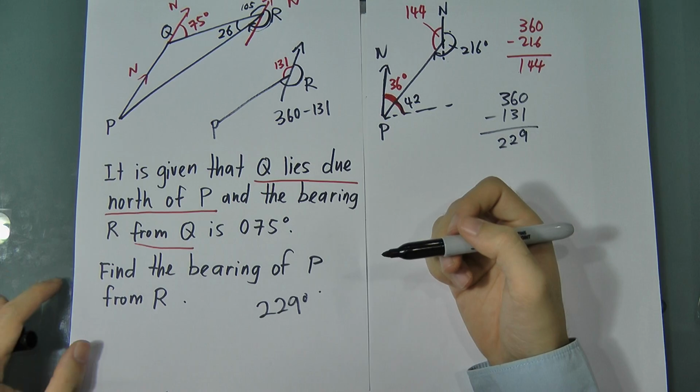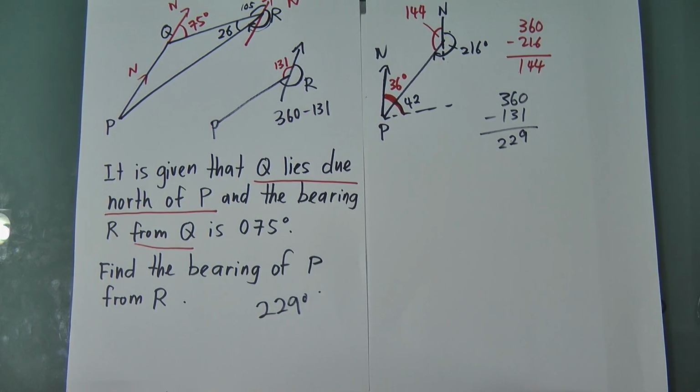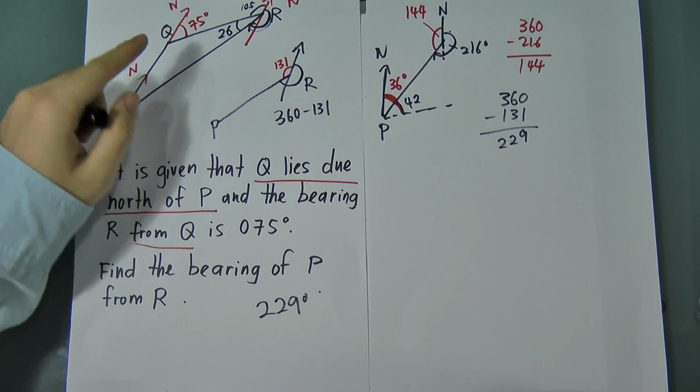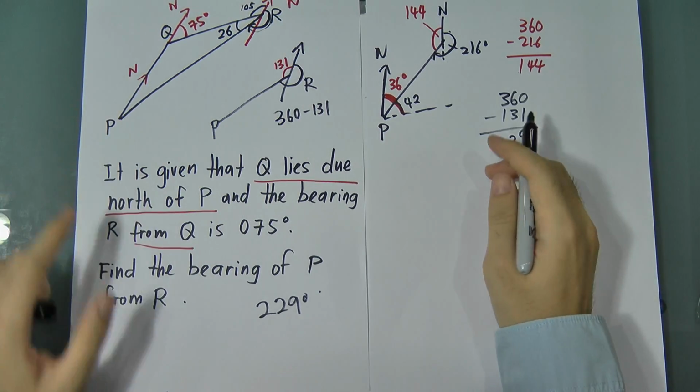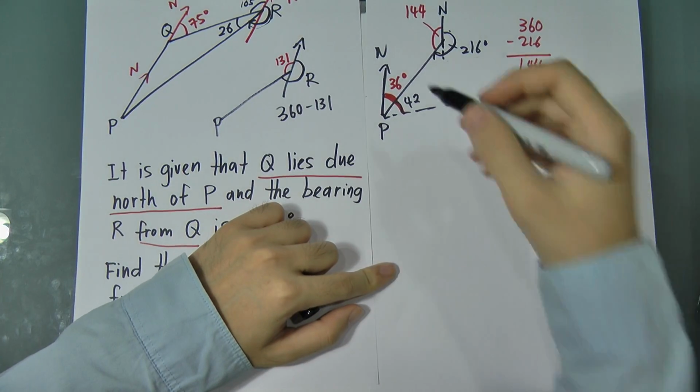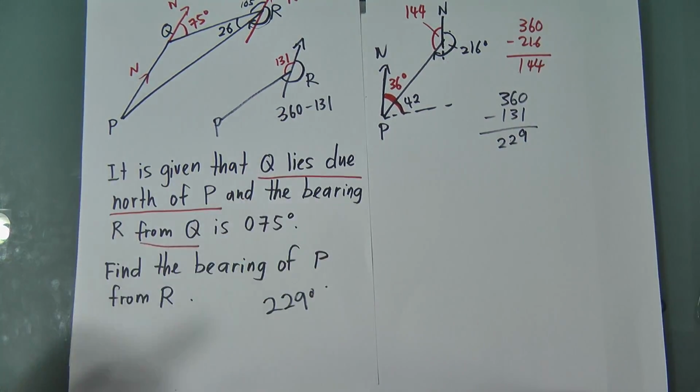Is that simple? For me, I think it's quite simple. As long as you draw the north line and then always apply this formula, A plus B equals 180, you can almost solve all the questions.